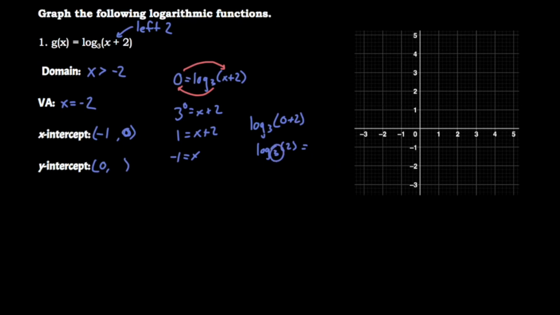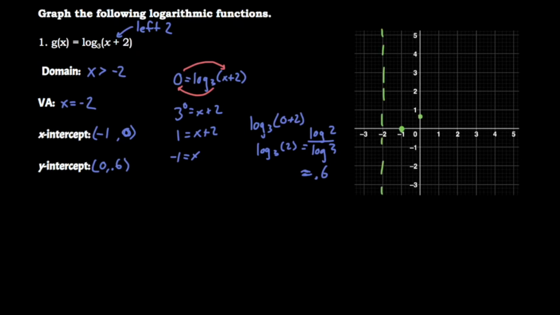And if your calculator can't do logs with different bases, you would just use change of base formula. So this would be log of 2 over log of 3. And then this is the common log, which most calculators can do. In this case, you get roughly 0.6. So I'm going to start by just plotting this much.